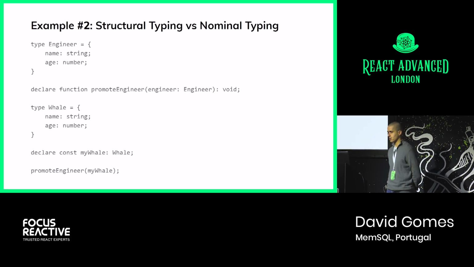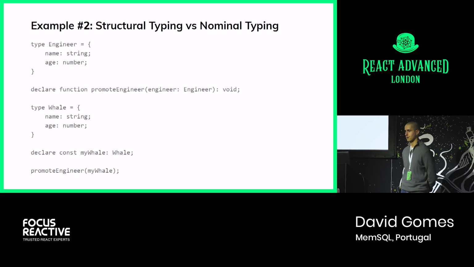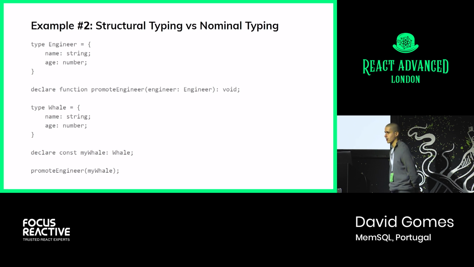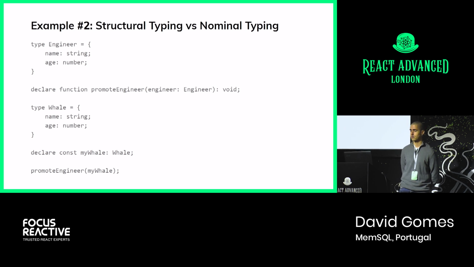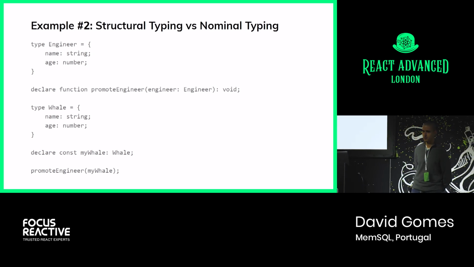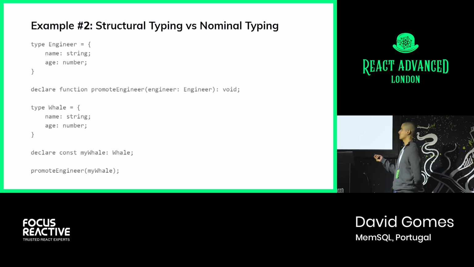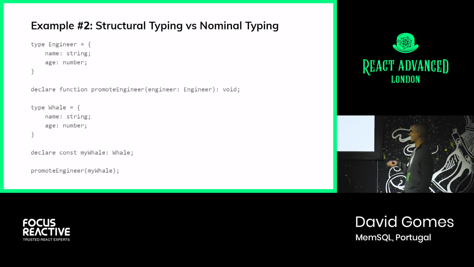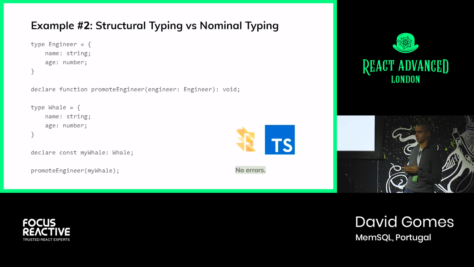We have a type engineer, very simple object type, name and age, and we have a function, we only declare it, so we don't implement it here, called promote engineer that takes in an engineer and returns void. Then we have a type whale with the same properties as a type engineer, and we try to call our promote engineer function, and we pass an object of type whale. Do you think this code is valid? In TypeScript it is, yeah, that's right. If you don't think it's valid, you're probably like a Java programmer, because Java would refuse this kind of thing. So as I said, both TypeScript and Flow accept this code.